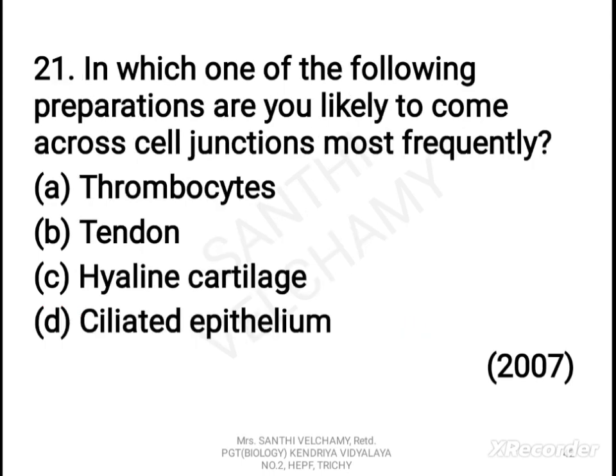Now 21st question. In which one of the following preparations are you likely to come across cell junctions more frequently? A. Thrombocytes, B. Tendon, C. Hyaline cartilage, D. Ciliated epithelium. The correct answer is ciliated epithelium.